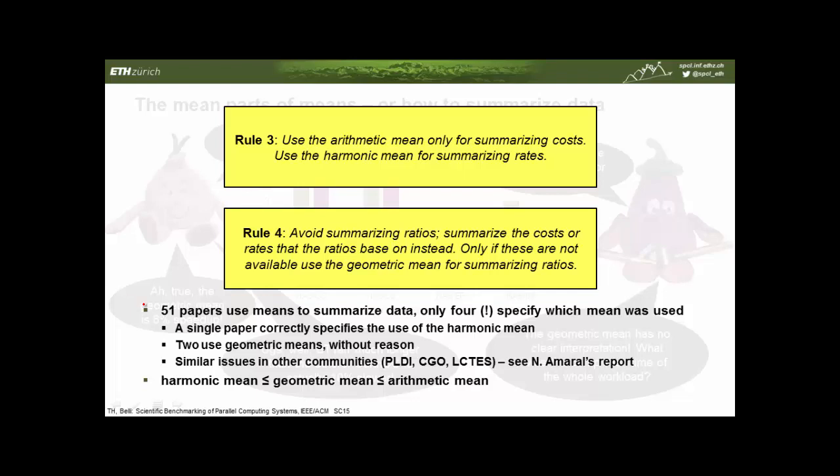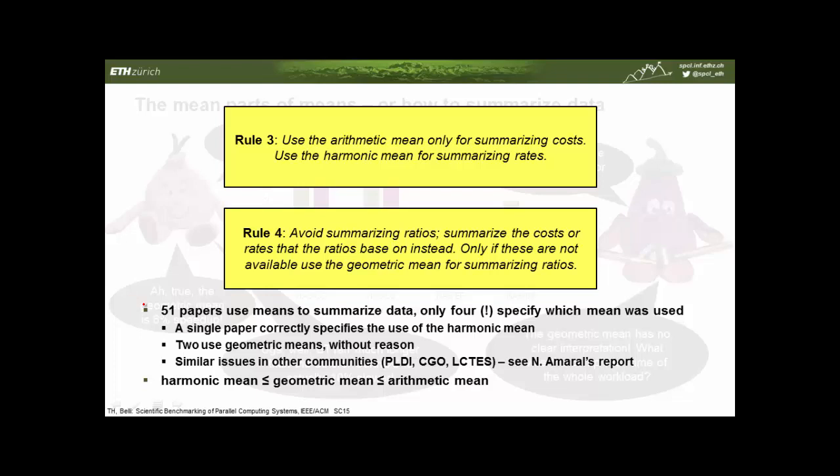Right? So if you look at our statistics again, 51 papers use means, but only 4 of them say which mean they used. It's unclear if they used the arithmetic mean or the geometric mean. If we assume that they used the arithmetic mean, which is the more well-known one, then many of these papers will be wrong, or the mean will be incorrect.